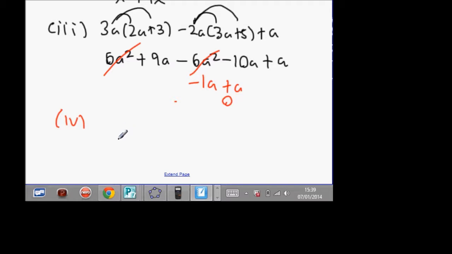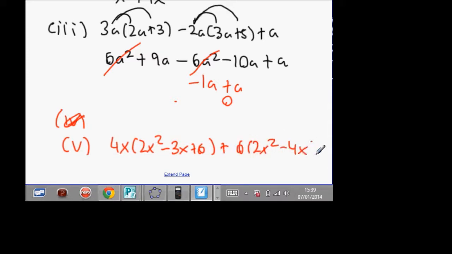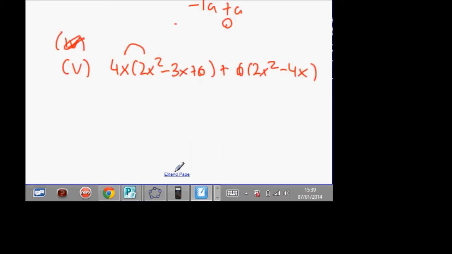We can skip the next one, it's not that hard. We'll go for number 5. 5 is 4x into 2x squared minus 3x plus 6. And then the other one is plus 6 into 2x squared minus 4x. So how do we do this one, guys? Sean? Well, 8x cubed, because 2 by 4 is 8, x cubed. Yeah, go again. Minus 12x squared.